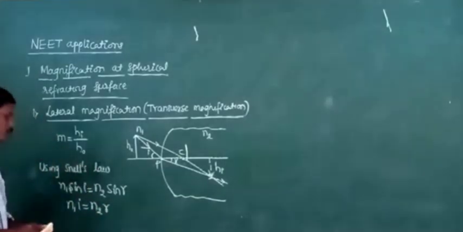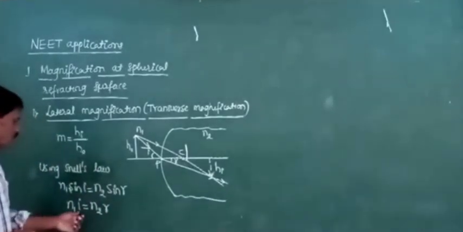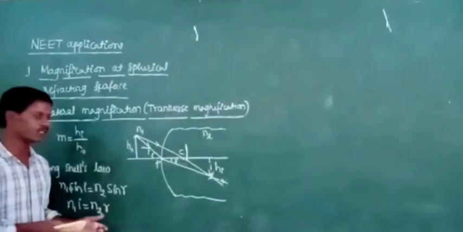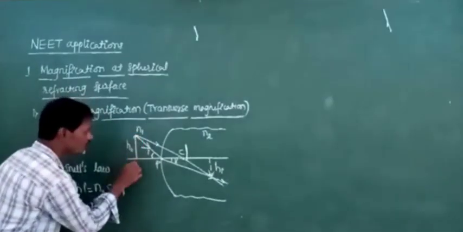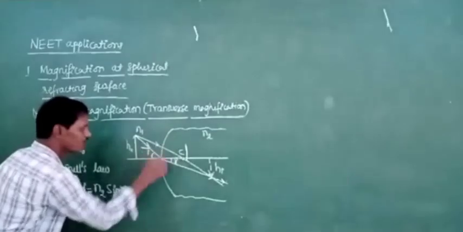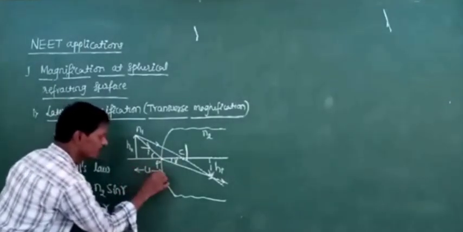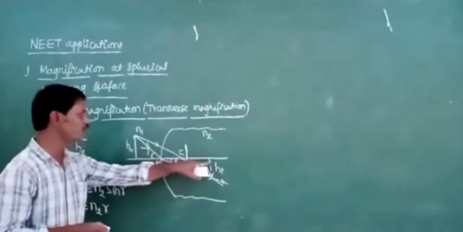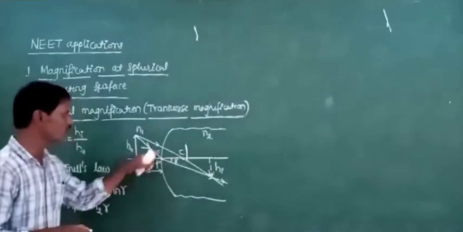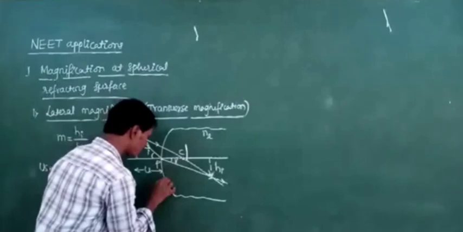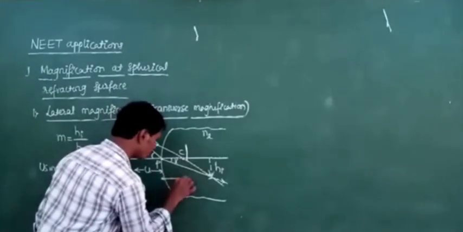Then how to find the angle of incidence and angle of refraction? The distance of the object from the pole of the spherical refracting surface is the object distance, that is u. The distance of the image of the object from the pole of the spherical refracting surface is v.